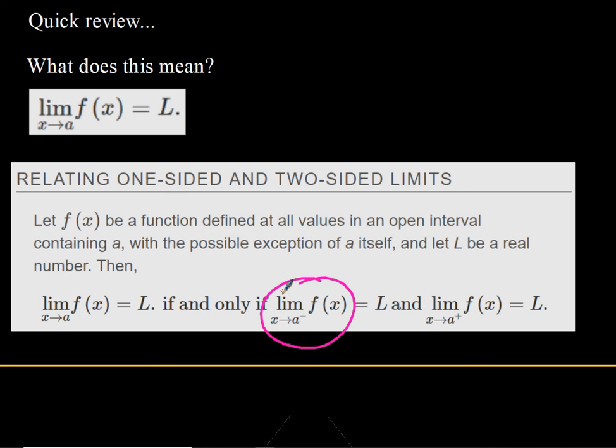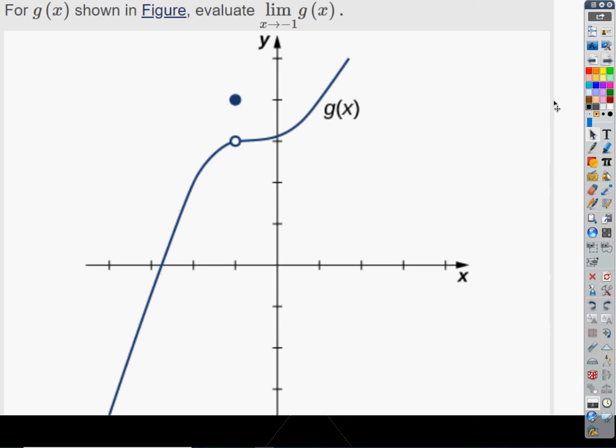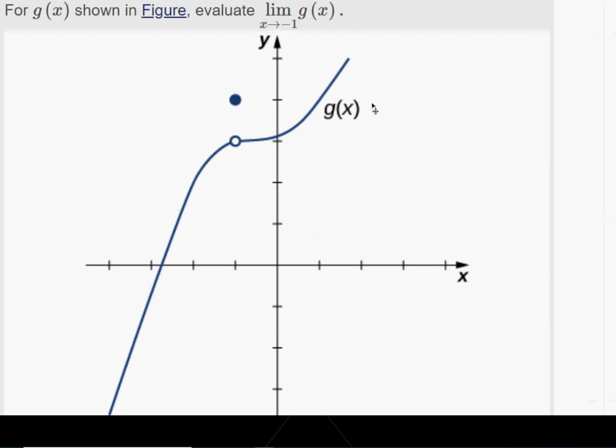As x approaches a from the left. Good. Okay, so the limit of f of x as x approaches a from the left is L, and what about this one? The limit of f of x as x approaches a from the right is also L. So the two one-sided limits have to agree in order for the two-sided limit to agree. Good. Okay, so what is this limit? The limit of g of x, which is graphed here, as x approaches -1.